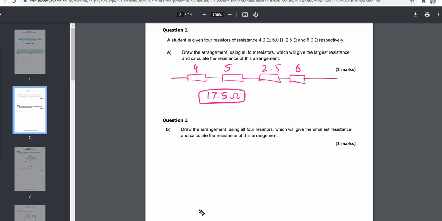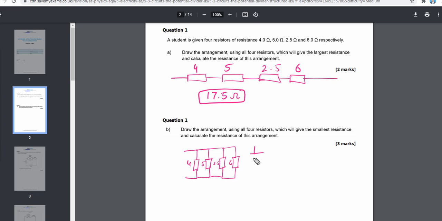Now in part B it says draw the arrangement using all four resistors, which will give the smallest resistance. So we know that when we attach the resistors in parallel, then we get the smallest resistance possible. So I'll draw a parallel arrangement of all of these resistors, and then I will find out the equivalent resistance that will give us the smallest equivalent resistance. So these are the four resistors that I have attached in parallel. So this one is of 4 ohm, this one is of 5 ohm, this one is of 2.5 ohm, and this one is of 6 ohm.